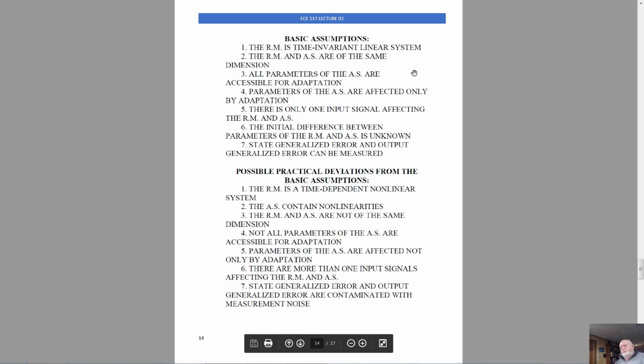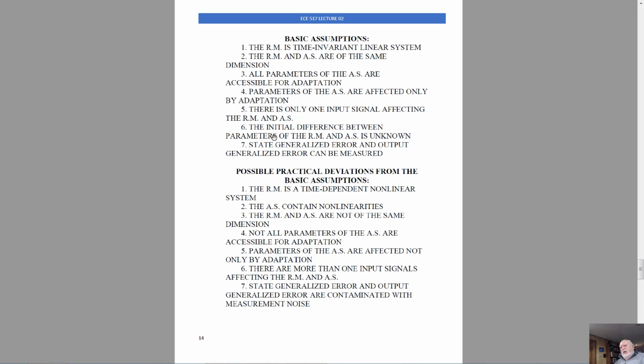Number 2, the reference model and the adjustable system are of the same dimension. If you have a 10th order controlled plant, make sure that the desired closed loop dynamics is represented by a 10th order simulator that works as a reference model. Issue number 3. All parameters of the adjustable system are accessible for adaptation, which implies that if you have matrix F of the state variable controller and this matrix F is to be tuned, all parameters should be accessible. You shall not be able to tune some parameters and not tune other parameters.